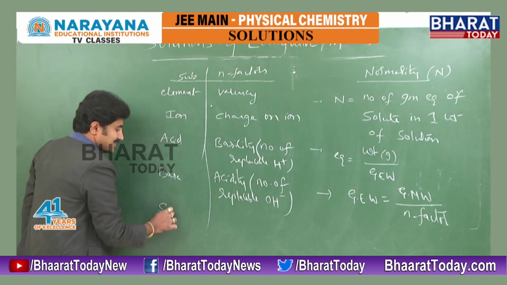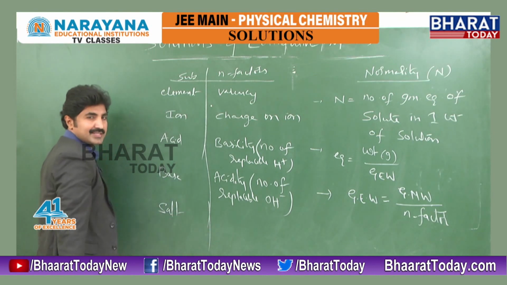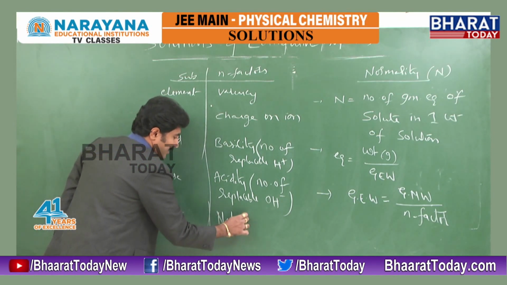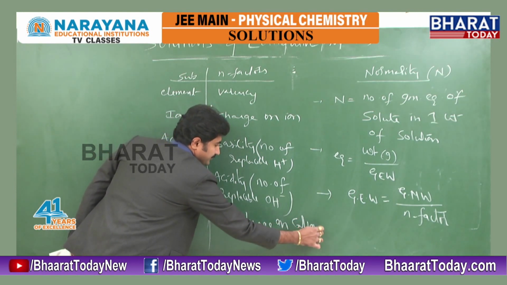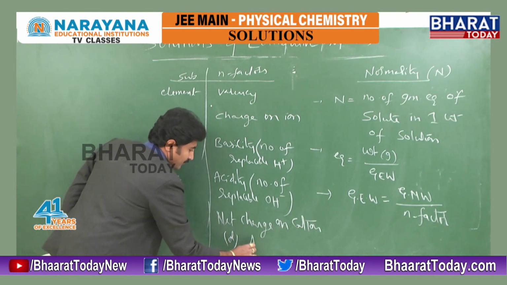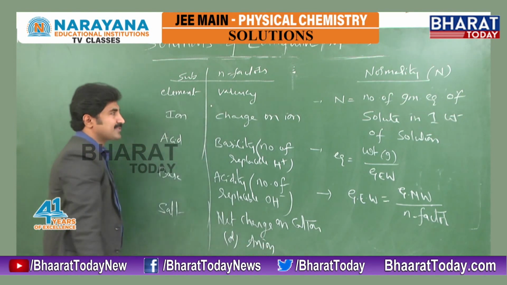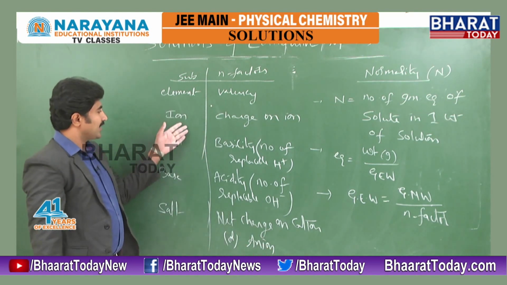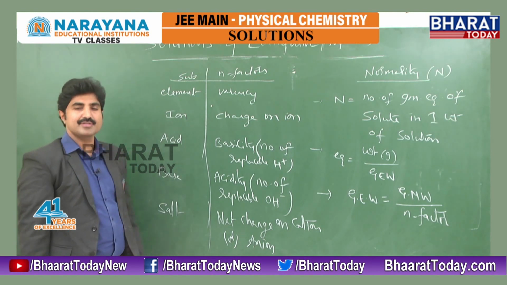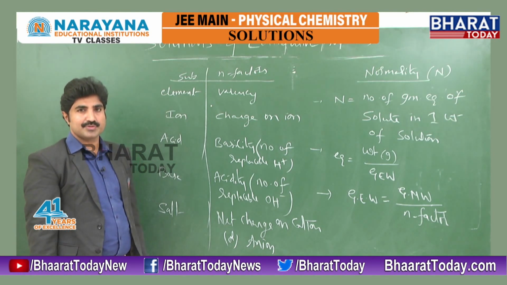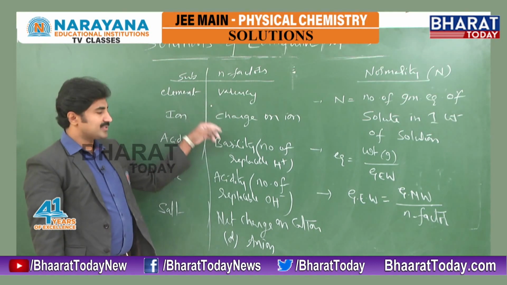And if the given substance is salt, n factor is the net charge on cation or anion. So the substance may be element, ion, acid, base, salt. Sometimes that may be reagent, oxidizing agent or reducing agent also. But in this topic, these are enough.